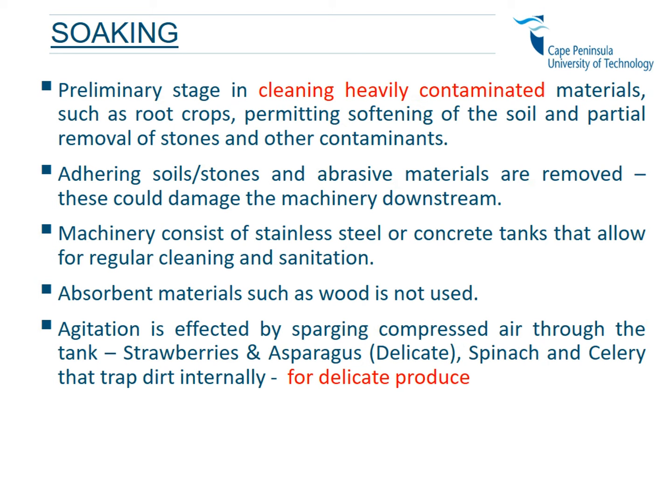So agitation is affected by sparging compressed air. So you can just sparge the water with compressed air through the tank. This is normally used for products such as strawberries, asparagus, spinach, and celery. These have the ability to trap dirt internally. So sparging is normally reserved for delicate products. Be careful of this technique. It's not used for all the raw materials. It's only used for delicate produce.